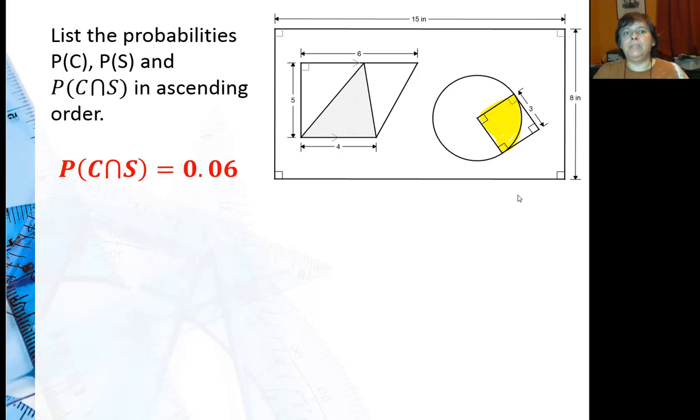Some people might say, oh, you want to add them. No, you actually have to go and see where they overlap and look at the intersection. Probability of the square, since the square is a little larger than the area, the probability is a little larger. And the probability of the circle is the largest of them all. And you can kind of tell that it's the largest.